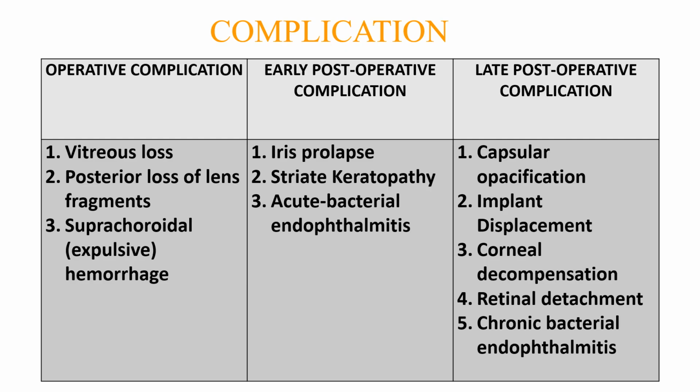Complications of cataracts are mainly divided into 3 types. The operative complications: in operative, we have vitreous loss, posterior loss of lens fragments, suprachoroidal hemorrhage or expulsive hemorrhage. In case of early post-operative complications, we have iris prolapse, striate keratopathy. Striate keratopathy is a form of corneal edema. Acute bacterial endophthalmitis is a type of inflammation of the inner coats of the eye, which has resulted from the intraocular colonization of infectious agents. That means there is an accumulation of infectious agents which has led to exudation, and because of which the intraocular fluid has increased and there is also infection.